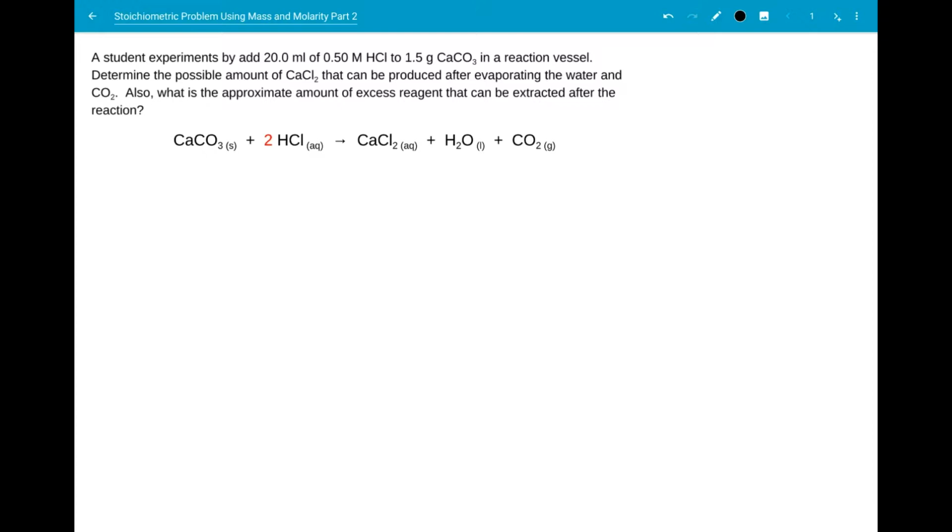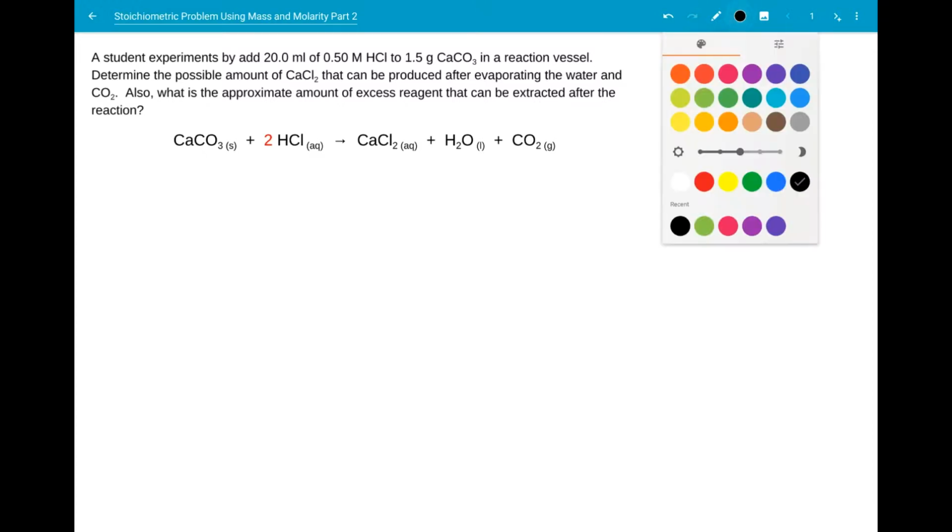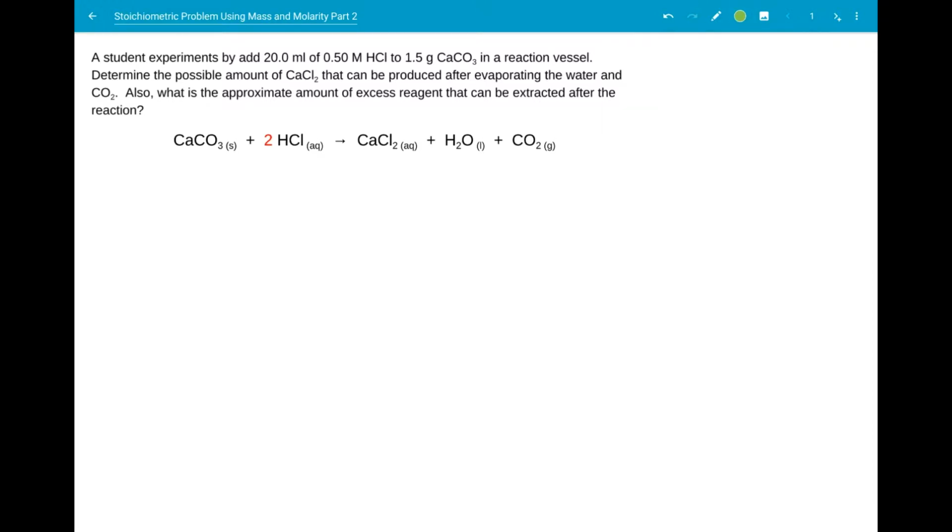Okay, let's start doing a two-step method. That means I'm going to take the molarity and convert it to calcium chloride. Calcium chloride is the product of interest, that's right here, the CaCl2. The other two have been evaporated away. So I'm going to write down 20 milliliters HCl, and I'm going to convert that to mass calcium chloride.